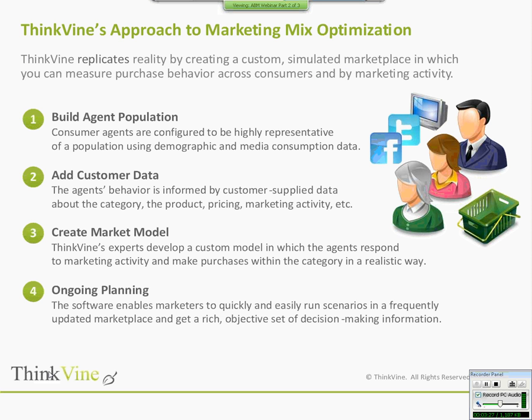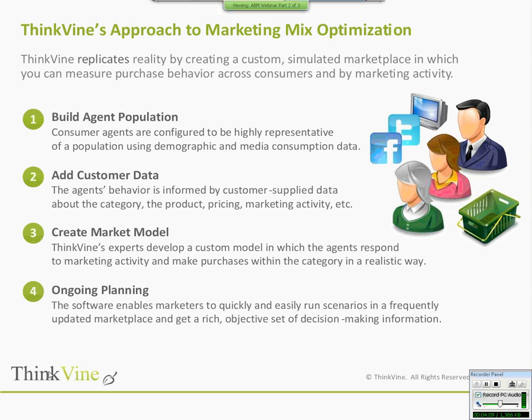So this is an outline of our basic approach. We build the agent population, and we try to make that as representative of whatever population we're modeling as we can, using demographic and media consumption data. A lot of it comes from census data, so we know the correct distribution of income and gender and all of those sorts of things. And then we also get media consumption data: who watches TV, how much TV do they watch, how much radio do they listen to, and how do all those things relate to each other.